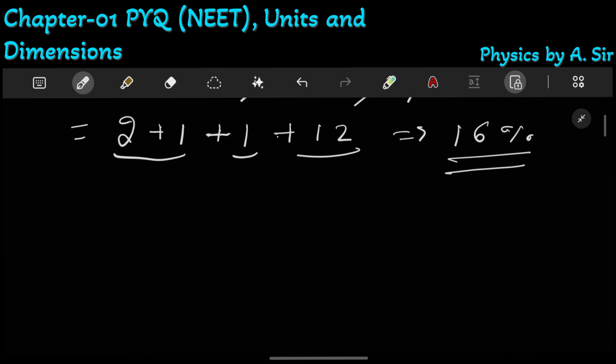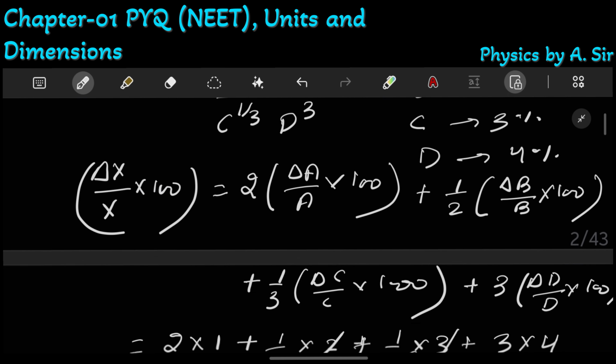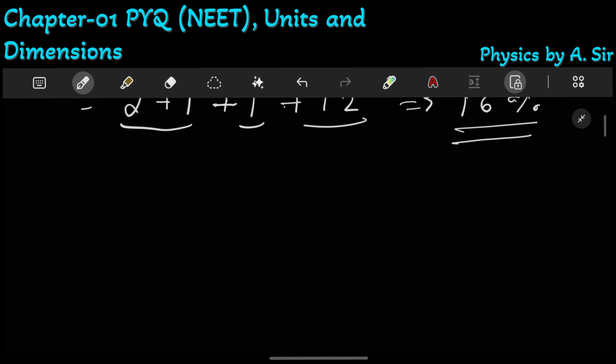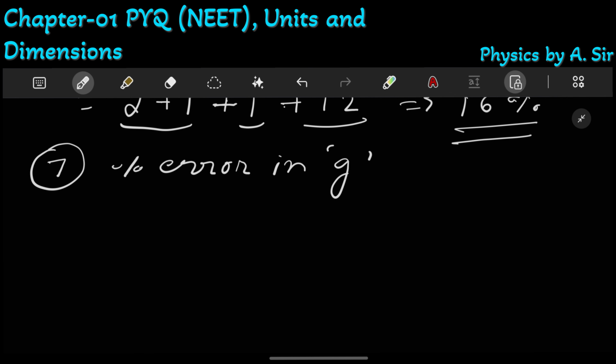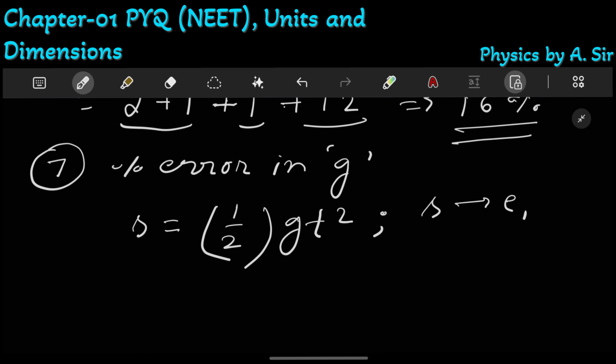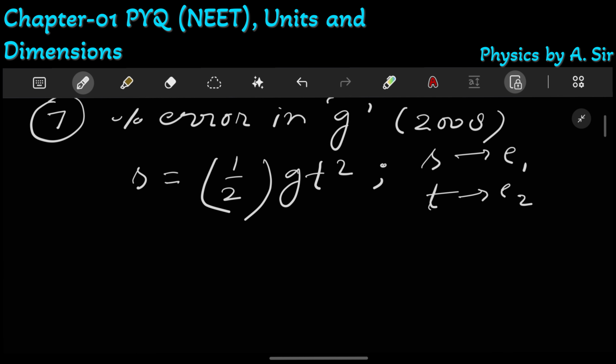Okay, so let's move on further. I have kept the original question numbering and it is number 7. Okay, so next one is percentage error in G. Percentage error in small g, and the formula for that is S equals 1 by 2 g T square, and the percentage error in S is E1 and in T is E2, and it comes in 2008. Okay, so let's see.